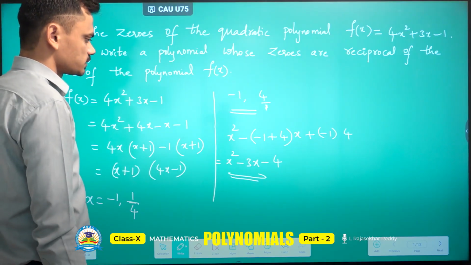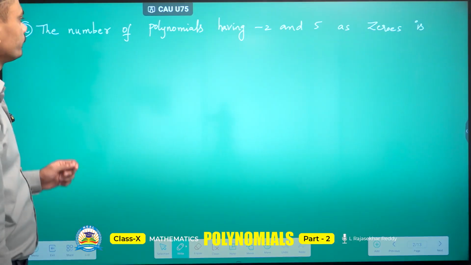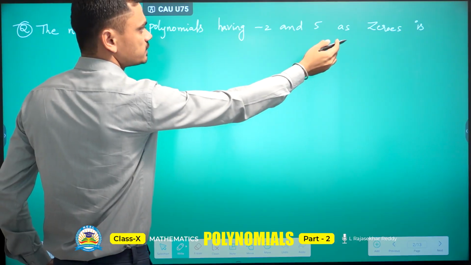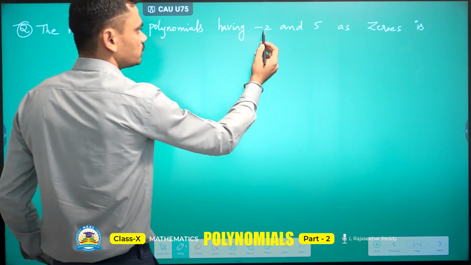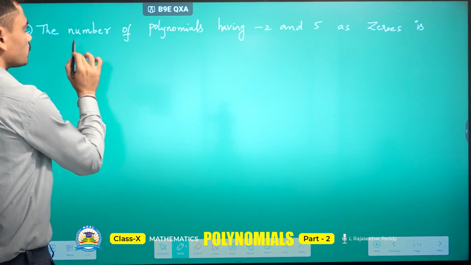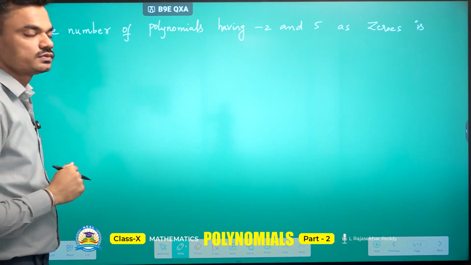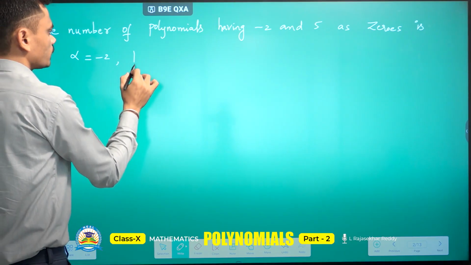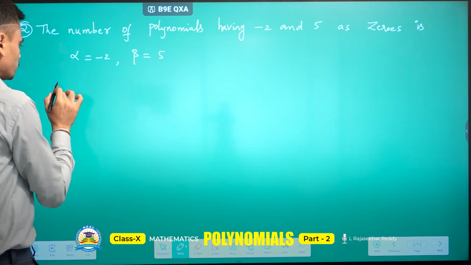Okay. Next, one more question. The number of polynomials having -2 and 5 as zeros is? Any quadratic polynomial has two zeros, here -2 and 5. But the question is the number of polynomials: how many polynomials can you write using these two zeros? So alpha = -2, beta = 5. Let us write one quadratic polynomial.